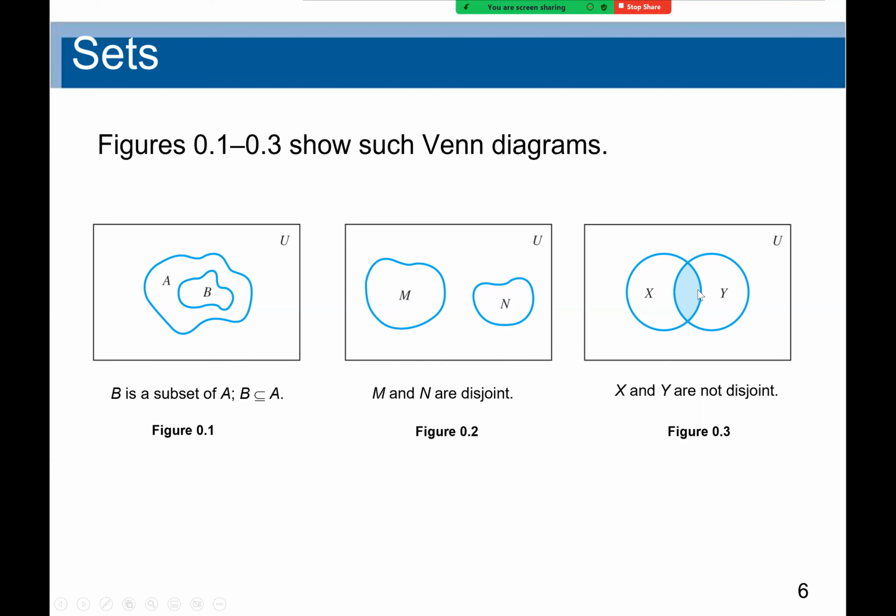Now here we say X and Y are not disjoint because we can see the intersection here. The shaded area means there's some element there that is in common in both X and Y. And normally if we want to find the intersection of X and Y, that would be the shaded area, which means elements that are common in both sets. Disjoint means the elements in X should be different from Y. So if there are some elements in X and Y that are common, they are not disjoint.